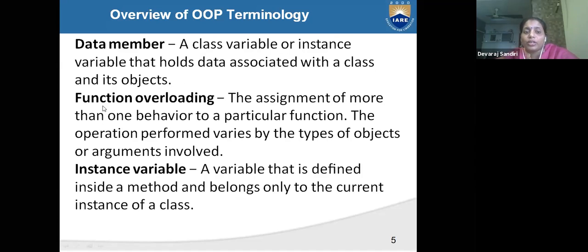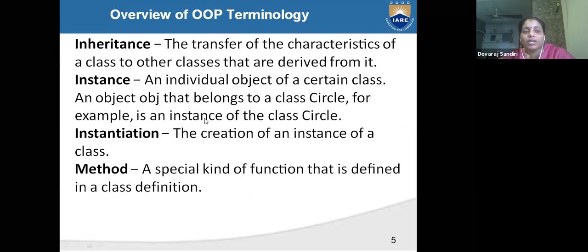What is function overloading? Function overloading means the assignment of more than one behavior to a particular function. Means in one function, under one name, you want more than one behavior. The operation performed varies by the types of object and argument involved. What is an instance variable? A variable that is defined inside a method and belongs only to the current instance of the class.